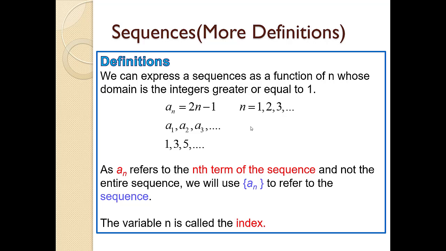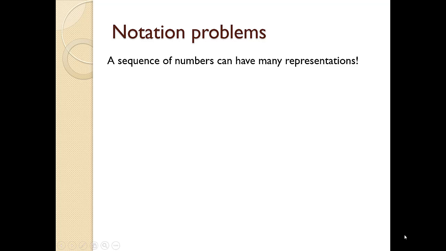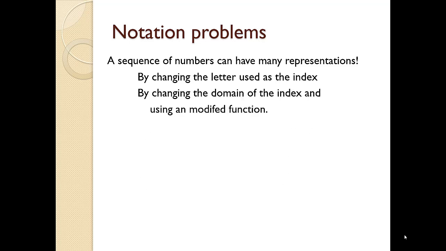Now, just to give some names to these terms, if you ever see a sub n, that's called the nth term of the sequence. Now notice there's a couple problems with this. The main one is that a sequence of numbers can actually have many representations. The easiest one is that you can just replace the index variable with another variable. That doesn't change it substantially.